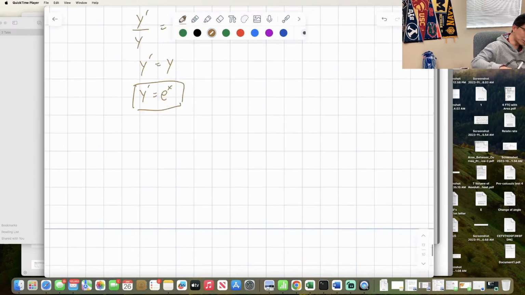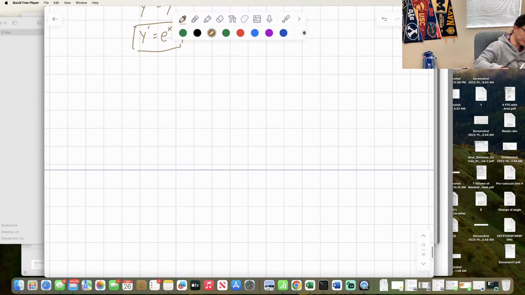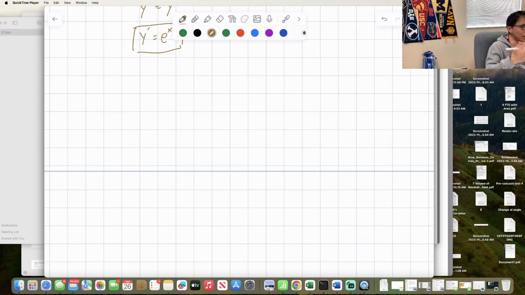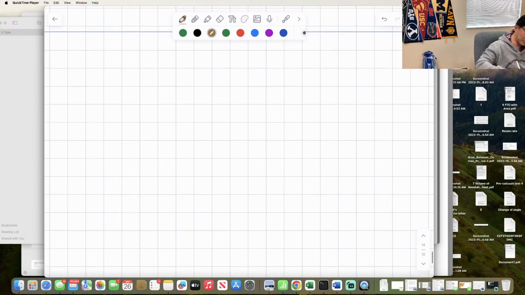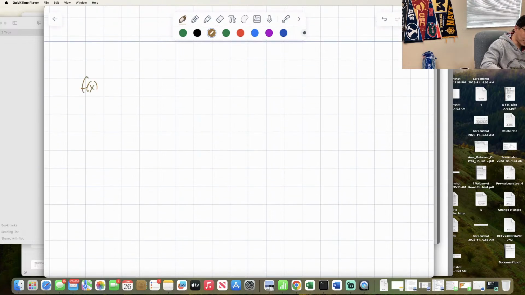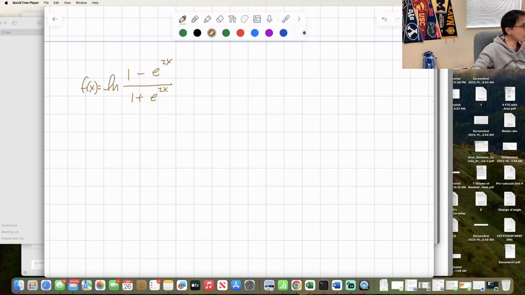Okay, I'm going to ask you to take a couple derivatives and see how you're doing. Now, you still have to follow the quotient rule, the product rule, the natural log rule, and all the rules that you can think of. So let's give you a couple and see if you can handle it. f of x is equal to natural log of (1 minus e to the 2x) over (1 plus e to the 2x). I want to take a derivative of this.